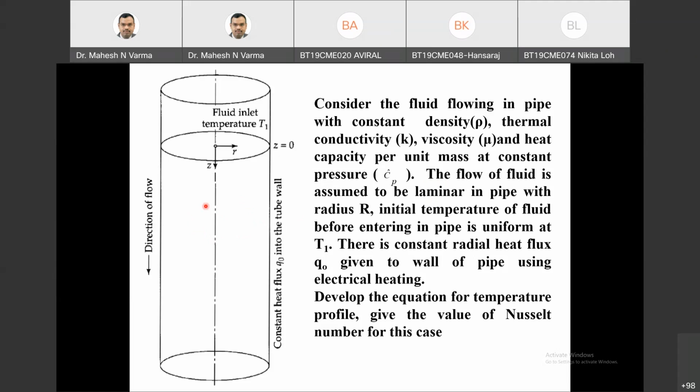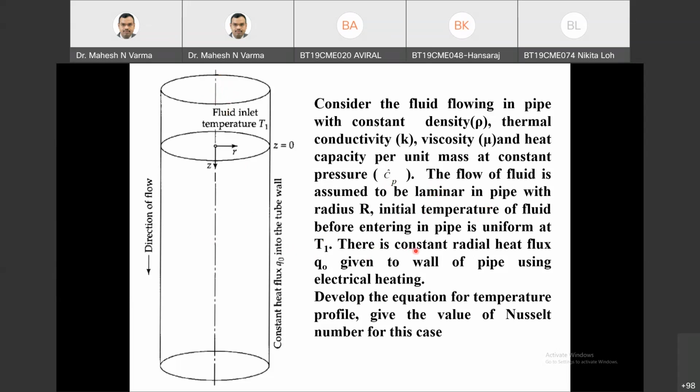For laminar flow through a pipe, we have already developed the velocity profile. Flow of fluid through a pipe in laminar flow is already developed, with a radius r. The initial temperature of the fluid is T1.